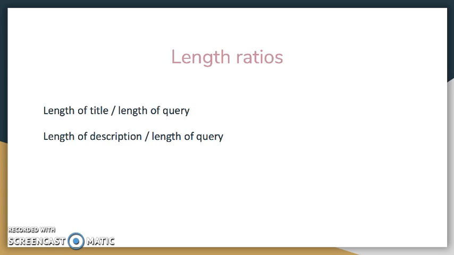And then we have length ratios for the length of the title divided by the length of the query, or the length of the description divided by the length of the query. And so this shows if a title is extremely long and then a query is very short, maybe it's not as good of a match as something that's a little more balanced for the ratio.